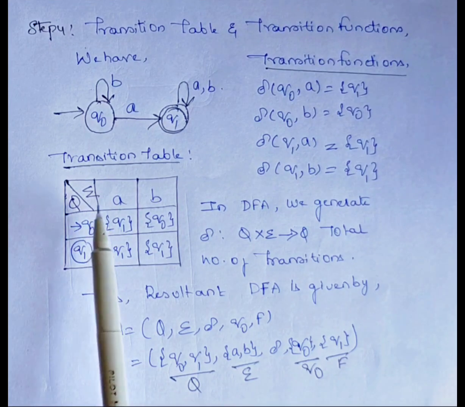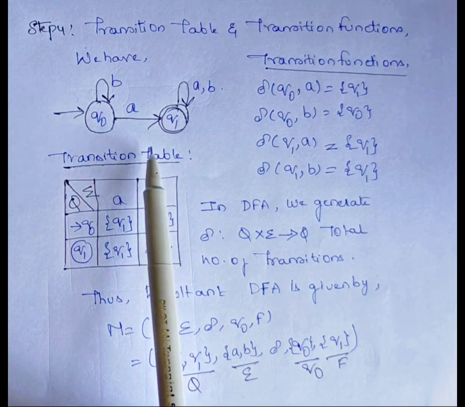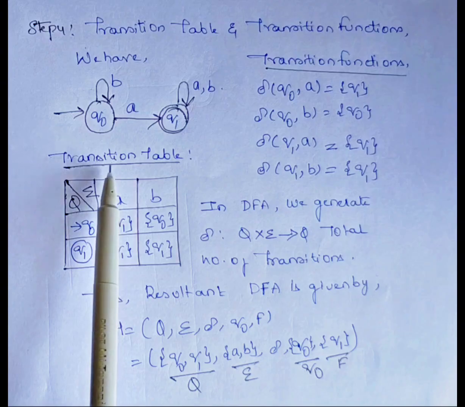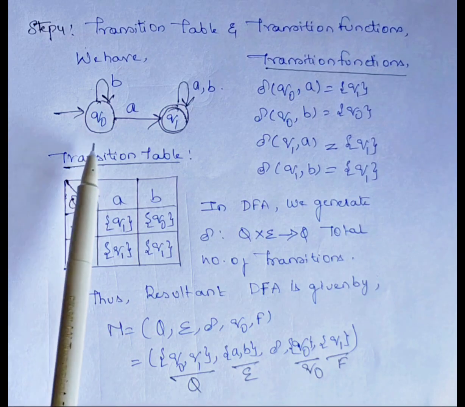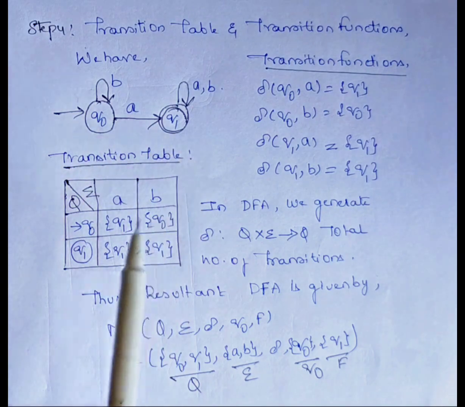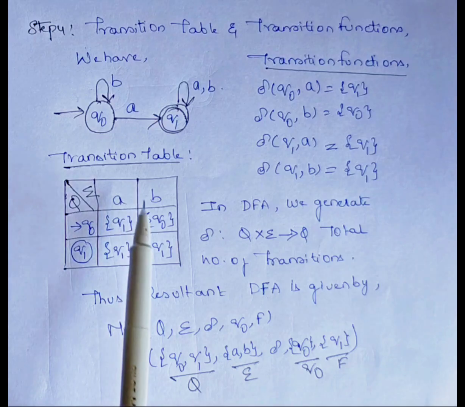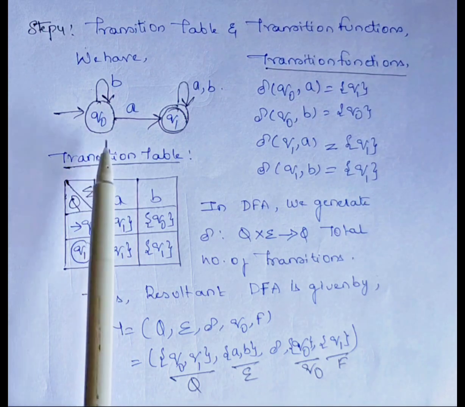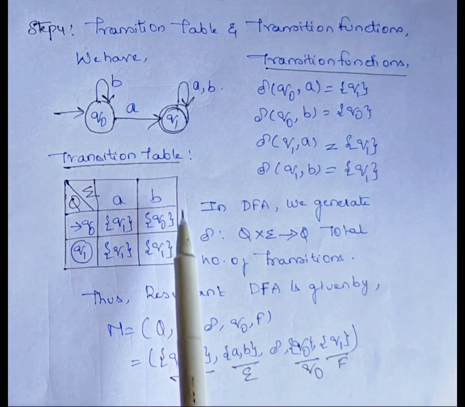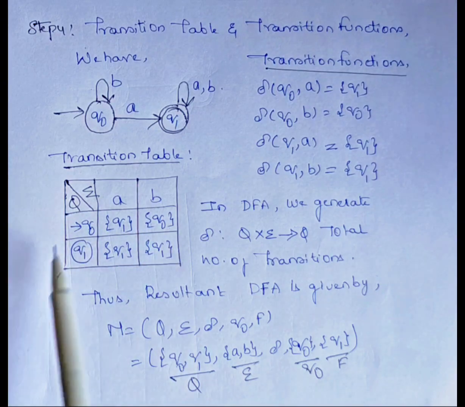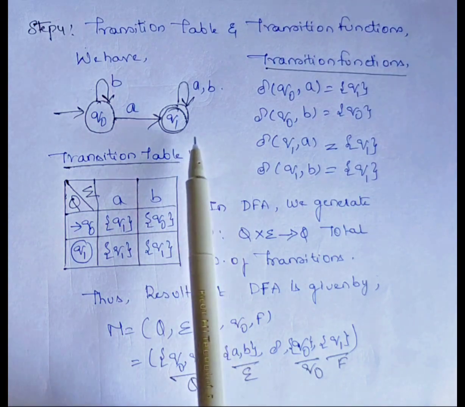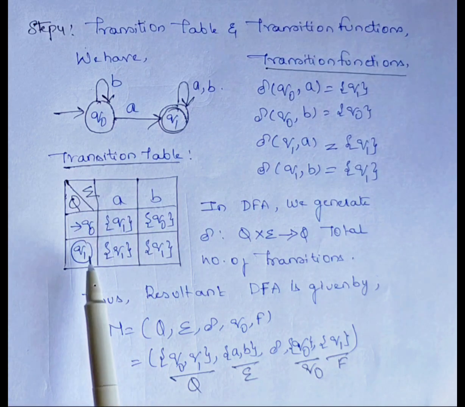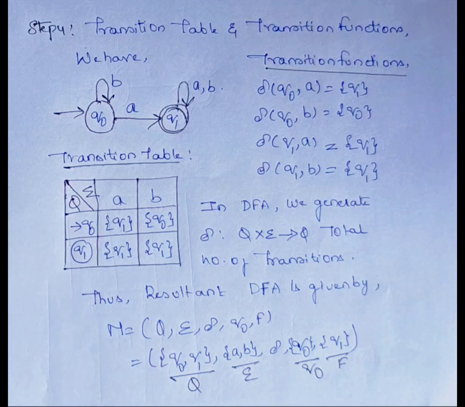After construction of a DFA, from the transition diagram, we can plot the transition table and transition functions. Let us plot the transition table. Q0 on A is moving to Q1. So Q0 on reading A is entered as Q1. Q0 on B is moving to Q0. So Q0 on B is entered as Q0. And Q1 on A and B is remaining in the same state Q1. So Q1 on A is Q1, Q1 on B is entered as Q1.